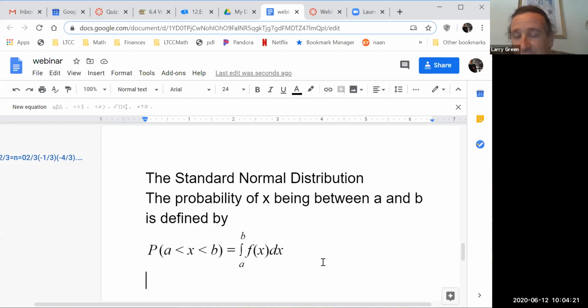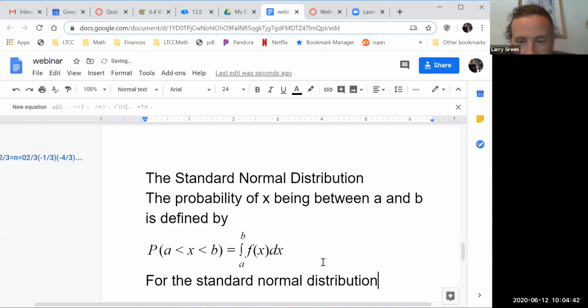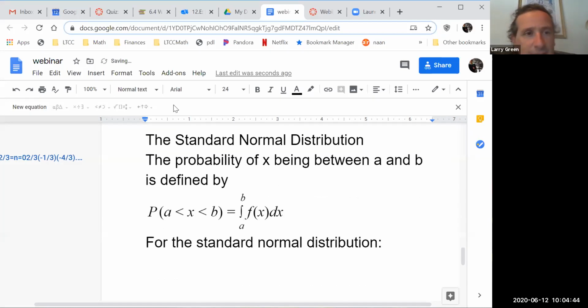Any guess on what the problem is? Yeah, the problem is going to be f of x. So for the standard normal distribution, there's an issue. And the issue is, you won't see it until you think about it for a moment. f of x is equal to 1 over the square root of 2 pi, I believe.